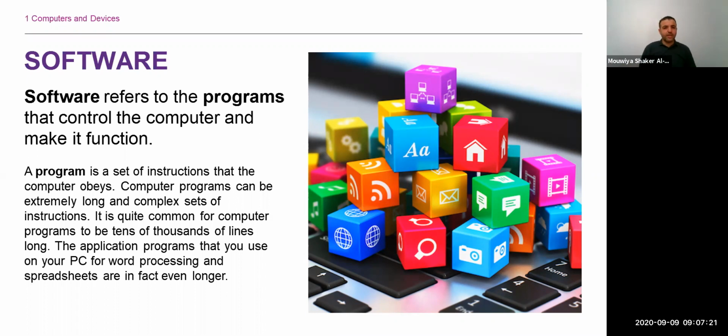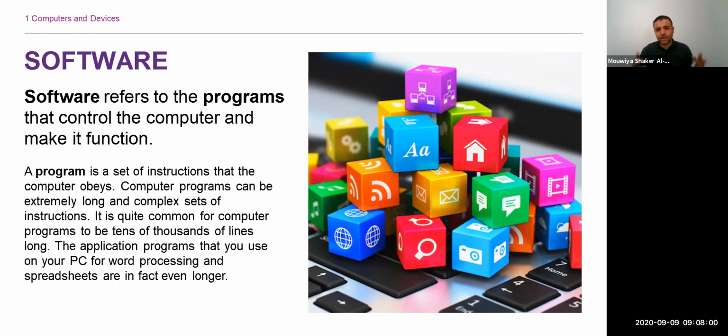Software refers to a program that controls the computer and makes it function. A program is a set of instructions that a computer obeys. Computer programs can be extremely long and complex sets of instructions. It's quite common for computer programs to be tens of thousands of lines long. The application programs that you use on your PC for word processing and spreadsheets are in fact even longer. Now, in this long definition, we understand the idea of software.